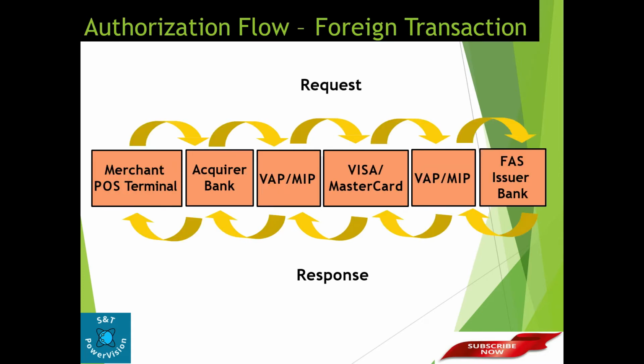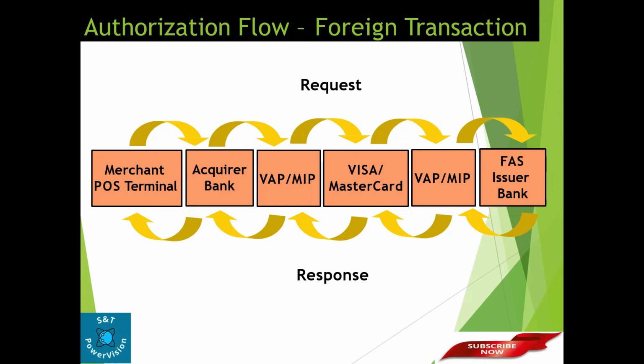Now, in case of offers transaction, meaning a foreign transaction, how does it work here? We can see the customer first goes to the merchant and swipes the card. After that, the information given, meaning card number, PIN, amount, expiry date, CVV, all this information goes to the acquirer bank. Based on the information provided by the POS terminal, the acquirer bank sends it to the WAP or MIP.